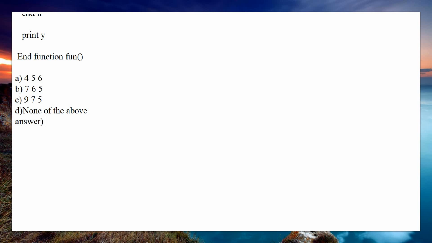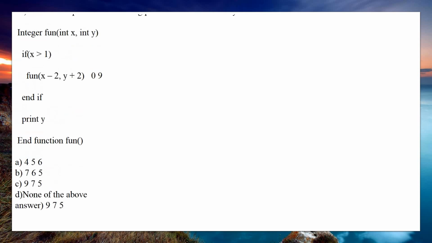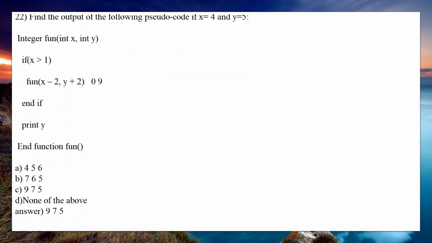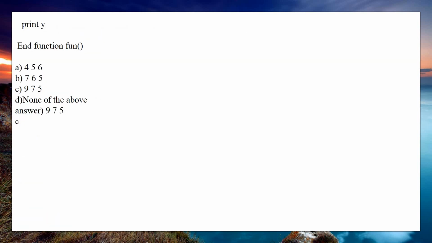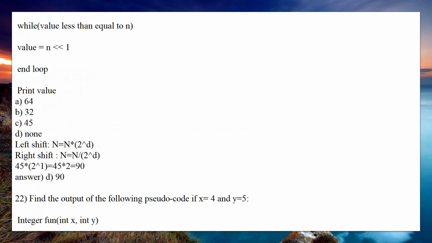So in the first iteration it will print 9, and after that again it returns to the function. In the next iteration it prints 7. And then again in the first iteration it prints 5. So it will be 9, 7, 5. So 9, 7, 5 is the correct answer for this question. That is option C is the correct answer for this question.